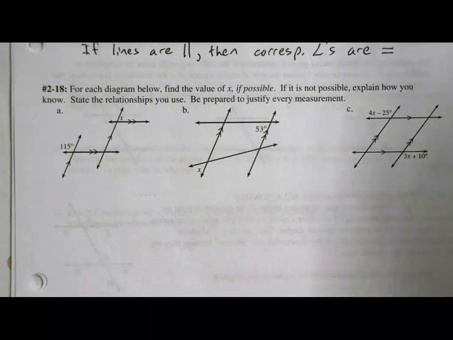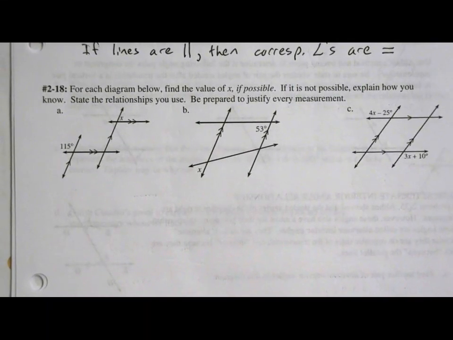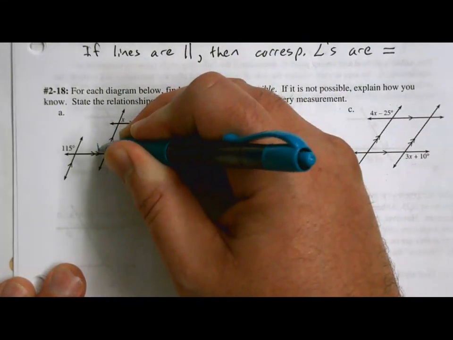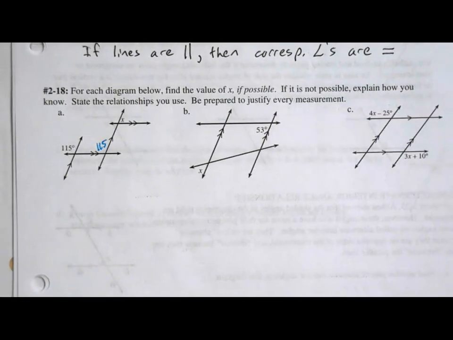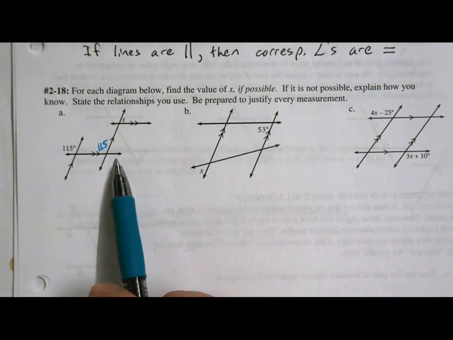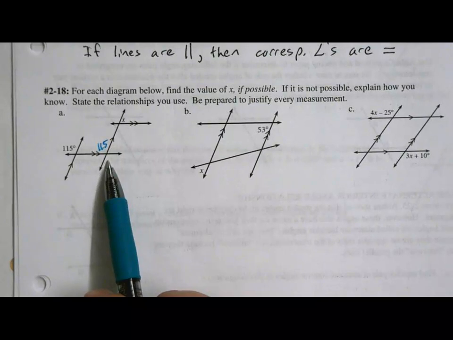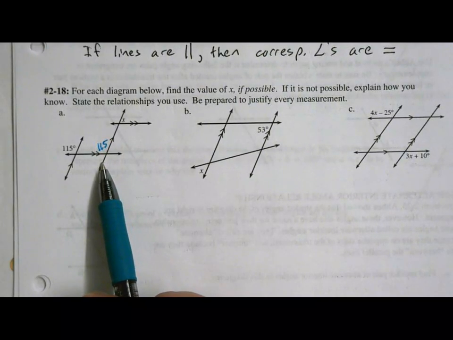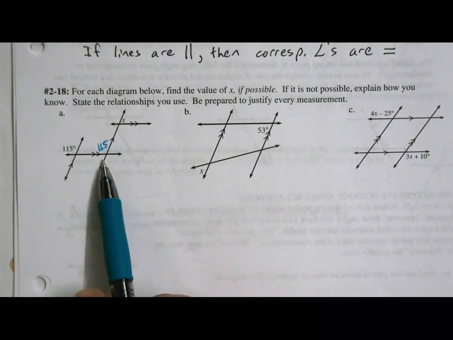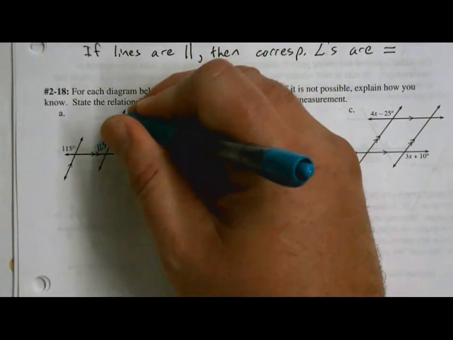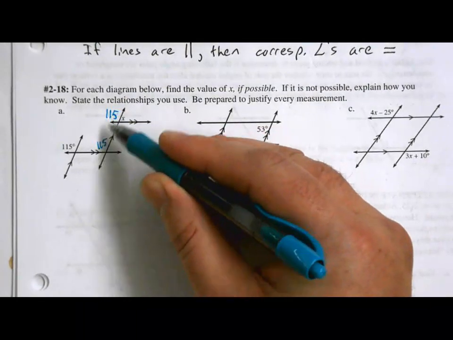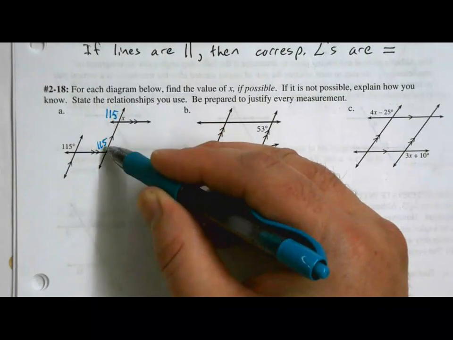Here's the answer that I would give you. I would say this angle right here is equal to 115 degrees because they are corresponding angles, and corresponding angles are equal when the lines are parallel. I would write all that stuff down. I would abbreviate as much as I could, but I would say this is also 115 because they're corresponding angles which are equal when the lines are parallel. And then I would say this angle up here is also 115 degrees because it's corresponding to this one, and corresponding angles are equal when the lines are parallel.